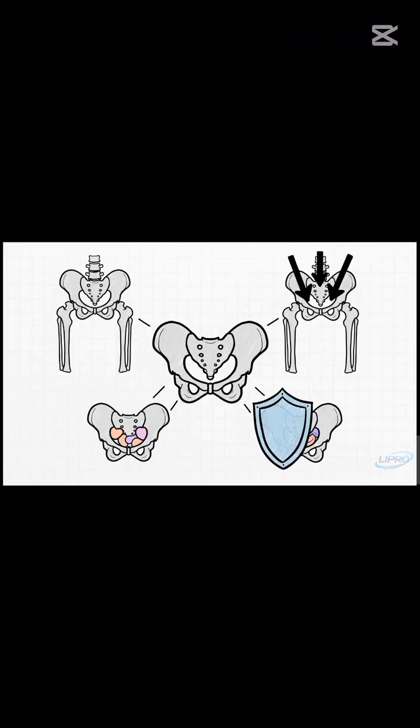So why is the pelvic girdle so important? Well, it really has three key jobs. First, it's that super strong attachment point connecting your legs to the rest of your skeleton. Second, and this is a big one, it's responsible for transmitting the entire weight of your upper body down to your lower limbs. And third, it acts like a protective bowl, supporting and shielding the organs inside your pelvis.